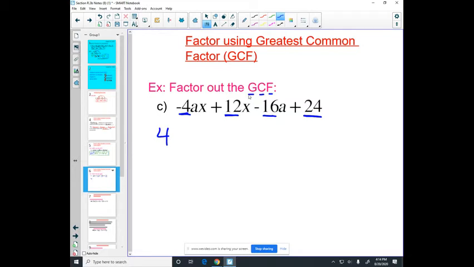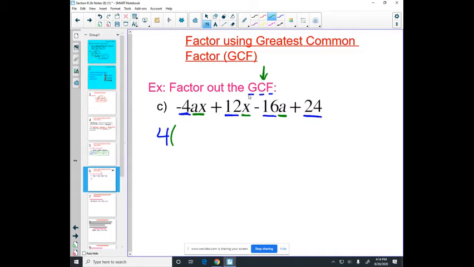Now let's look at the variables. Well, I have an ax here, an x here, an a here, and nothing at the last term. Do they all have an a that they share? No, they don't. So I can't pull out an a because they do not all have an a. Do they all have an x that they share? No, they do not. So I can't pull out an x because they all do not have an x. Remember, they must be in common with each other to pull it out. Otherwise, you can't do anything with it.